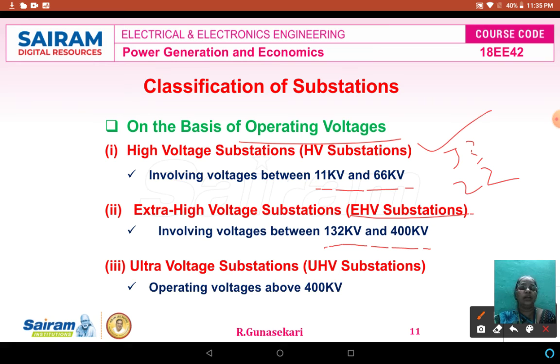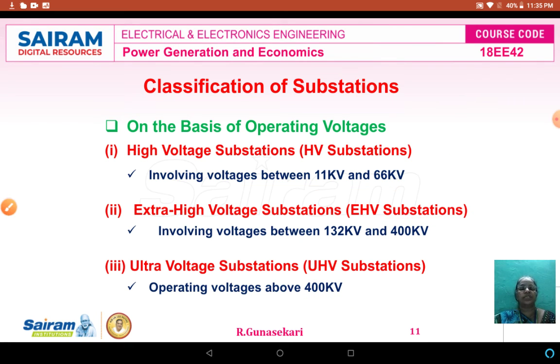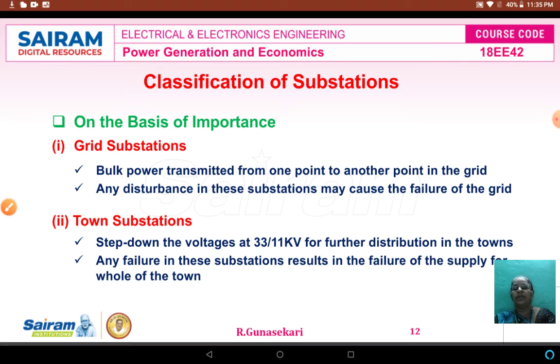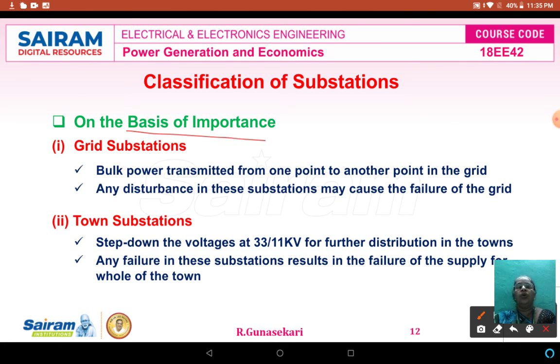What is the ultra high voltage? It is above 400 kV only. So based on the voltage level only we have to classify it into three types of substations. Okay, then on the basis of importance, how are the substations classified? One is grid substations, another one is town substations only.